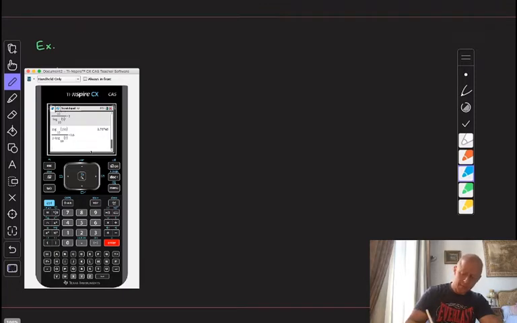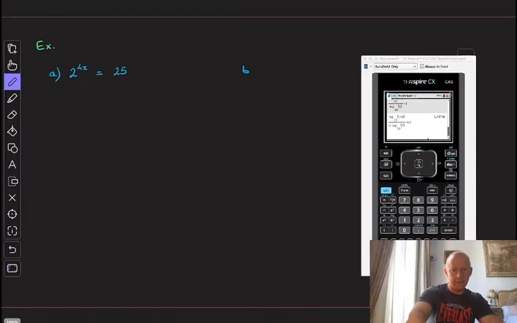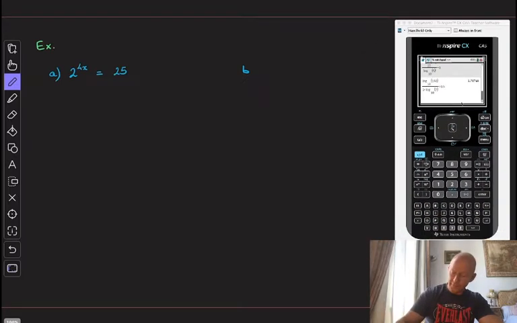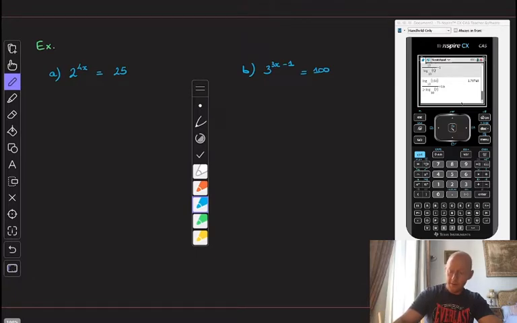If I were to give you 2 to the power of 4x equals 25, then I want you to solve it, and I'll get the calculator out of the way right now. Then question B, I want you to solve 3 to the power of 3x minus 1 equals 100. And finally, C, I want you to find 2 times 4 to the power of x plus 1 equals 250.